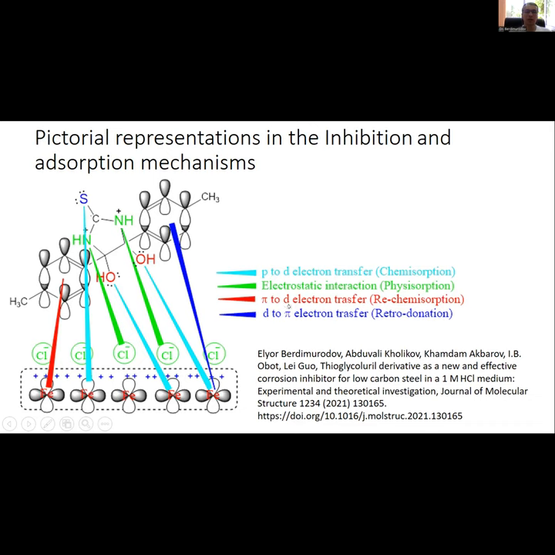The next one is the pi system to d electron transfer. It's chemisorption. In this mechanism, some pi system or pi electrons may be transferred to the metal surface. The last one is the retrodonation process. In this mechanism, some filled d electrons are transferred back to the pi system or aromatic system. Yes, these are four types of interactions on the metal surface with corrosion inhibitors that are widely used. We have fully described it in our published work in the Journal of Molecular Structure.